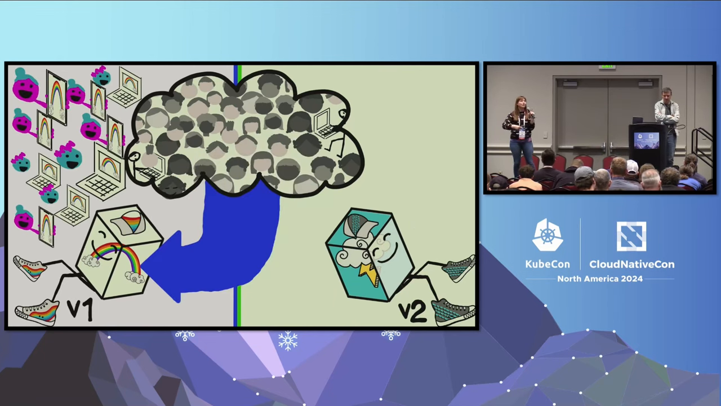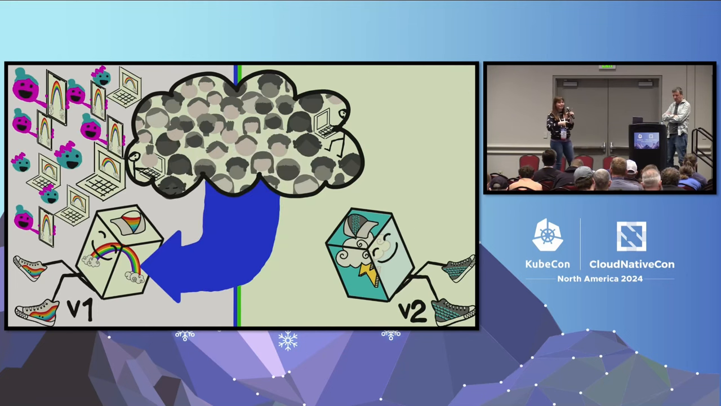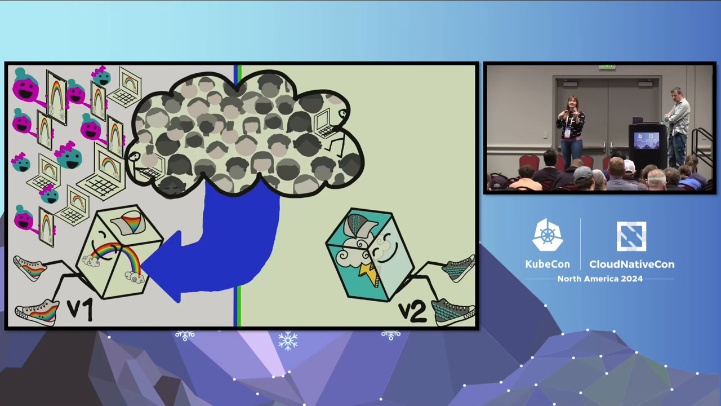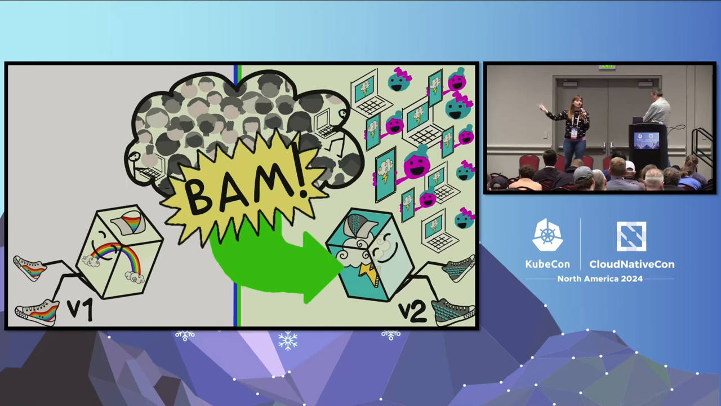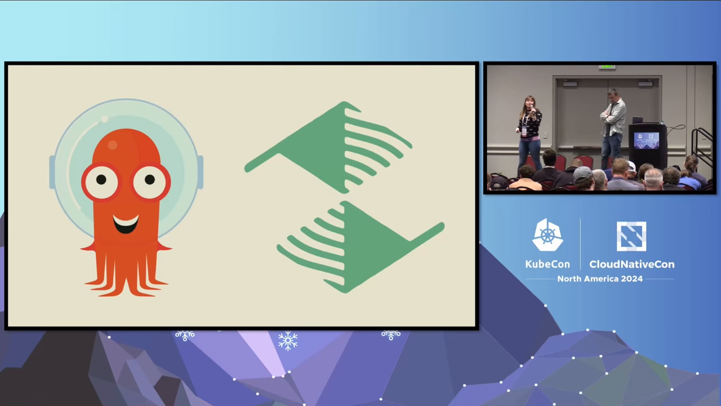You keep that old one running for two reasons: to finish serving whatever requests happen to be happening at the BAM moment, and in case something's bad, we can quickly send all the traffic back to the older version. So both of these do that, but they're architected differently. Under the hood they're very different projects, but in a practical way, they're very similar.